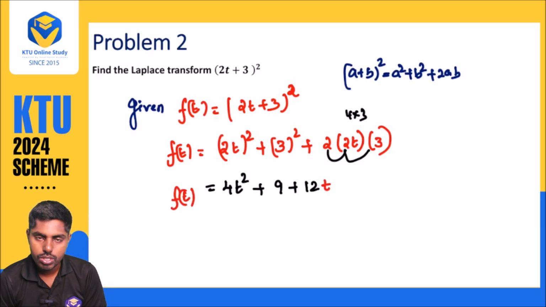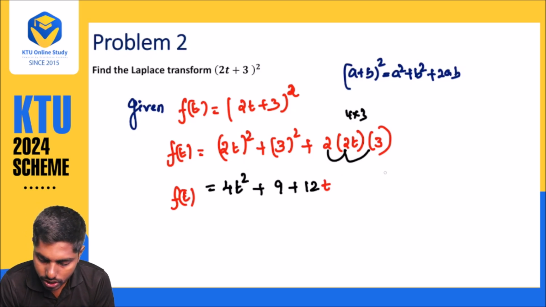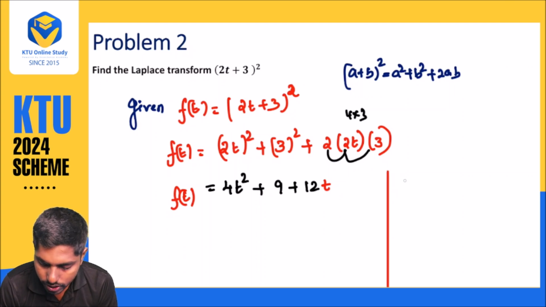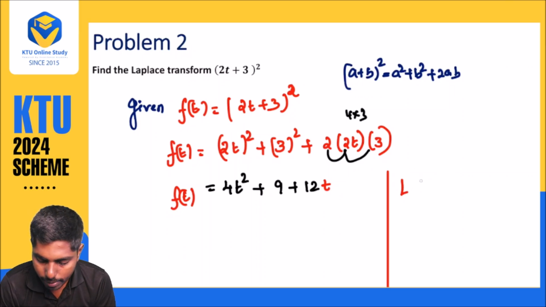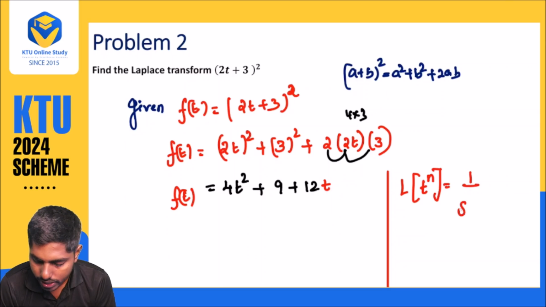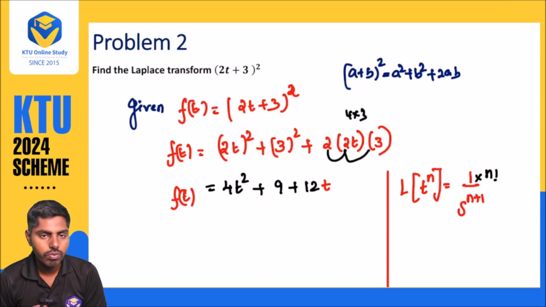So f of t is what? 4t square plus 9 plus 12t. So whenever t is coming, what is the formula? We know the t formula. That is f of t. So what is the t formula? We know the thing: Laplace of t power n is nothing but n factorial divided by s power n plus 1. So this is the formula, we know the thing.